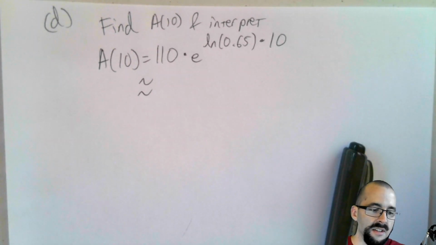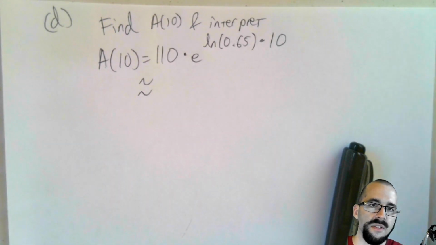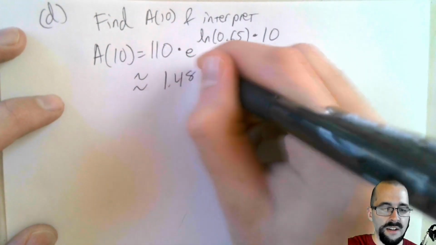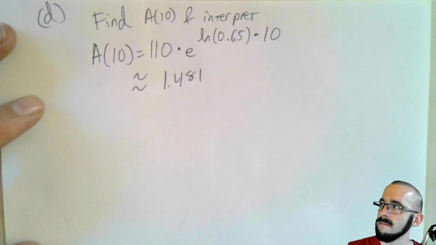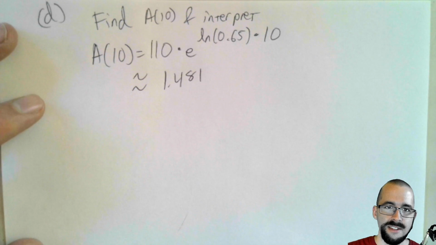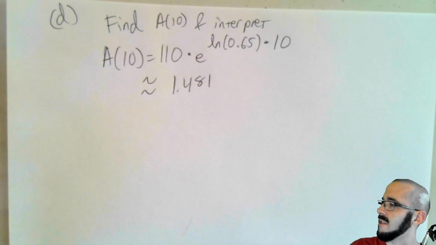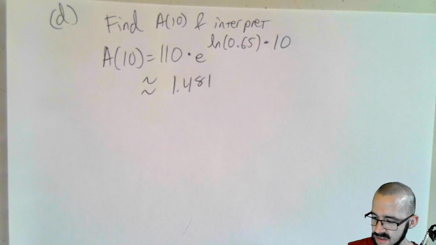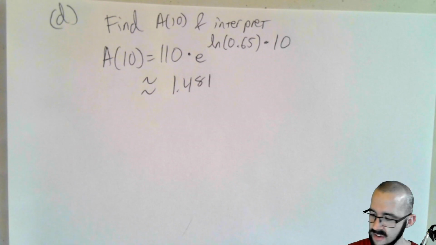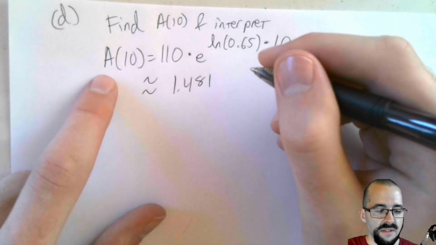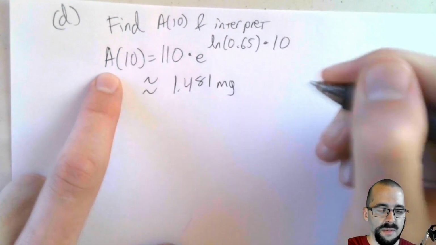All right, so you plug it in, you get 110 times e raised to the natural log of 0.65 times 10. You're going to get 1.481 approximately. So, did I type this in correctly? Does this make sense? Did I use the right function? I'm a little nervous. Our function was 110 e to the ln of 0.65 times t. Great. What are our units for our amount? It's milligrams.